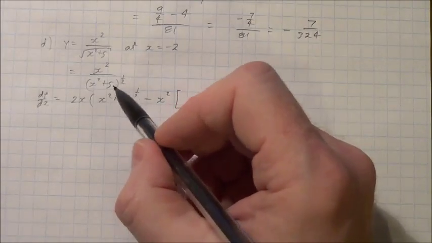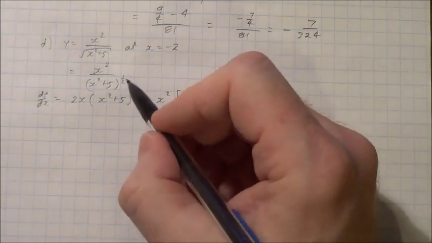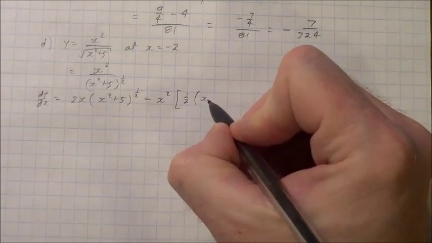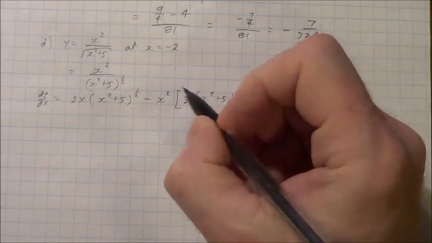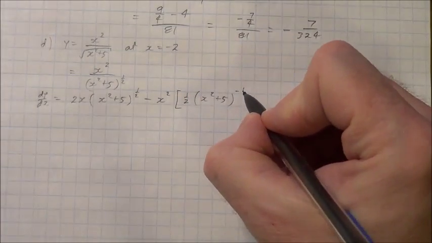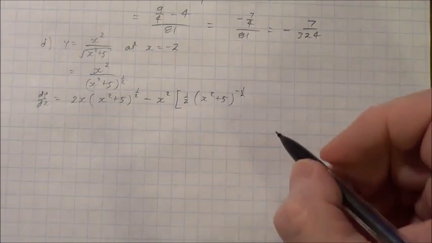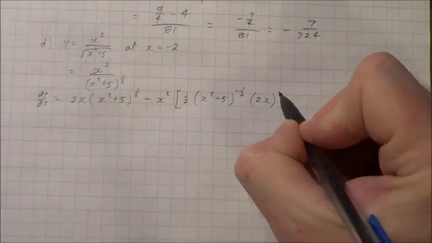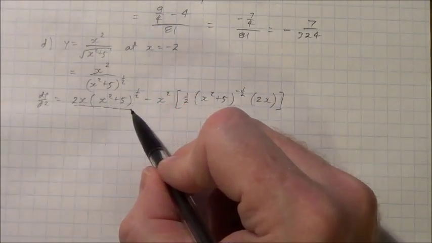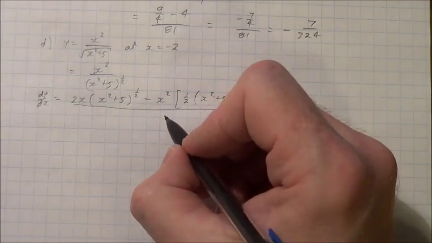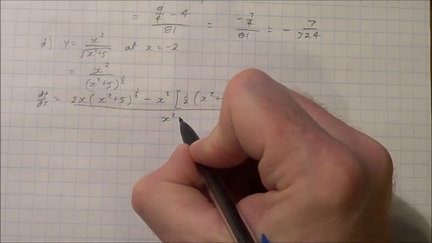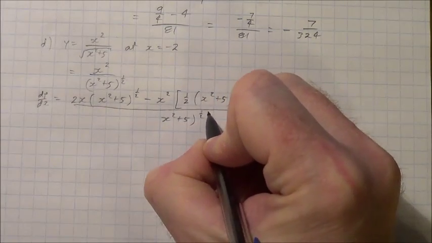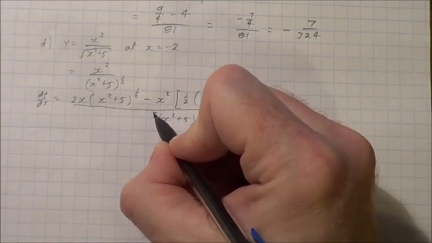Now in this case we're going to have to use the chain rule. So bring the 1/2 down in front, leave the inside as it is, subtract 1 from the exponent to get me negative 1/2, and then I'll go on the inside and take the derivative of in here, which gives me 2x. And that is all going to be over, nice straight line there, x squared plus 5 to the 1/2, all squared.